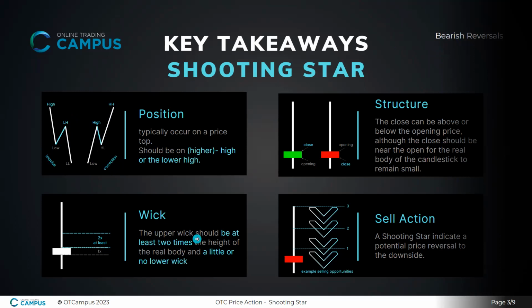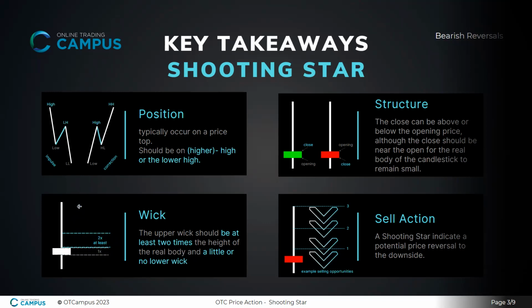Number 2 is the wick. The upper wick should be at least 2 times the height of the real body and have little or no lower wick. Look at this, the range of the body is 1, and this multiple twice is here, and you see the wick is longer than 2 times, perfect.